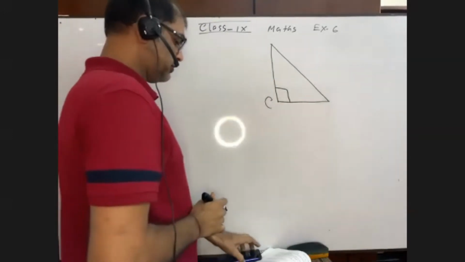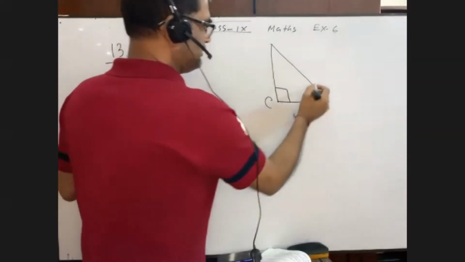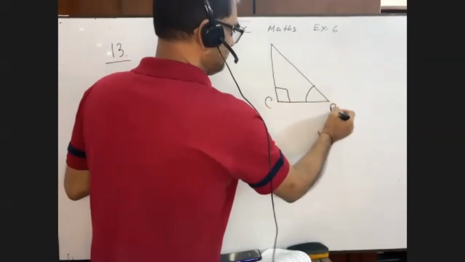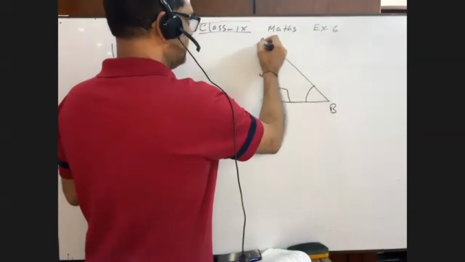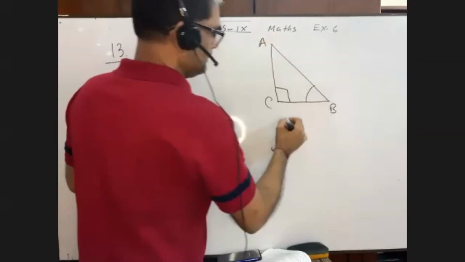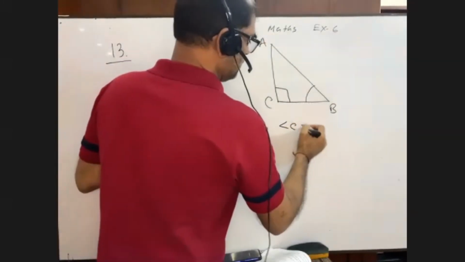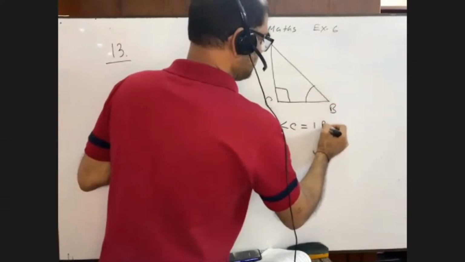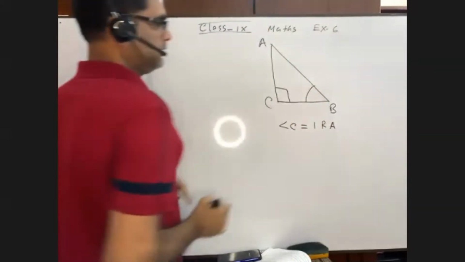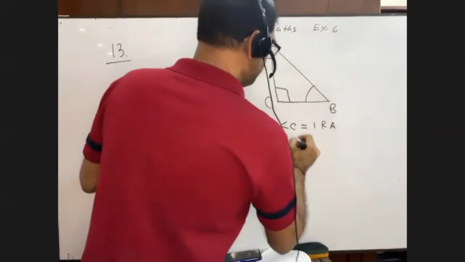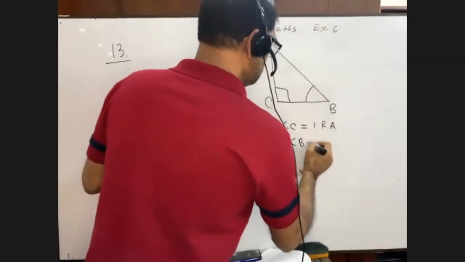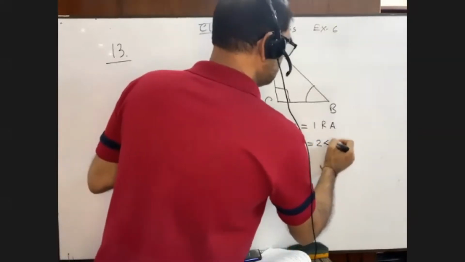It is also told this is angle B and this is angle A. What is given? Angle C equals 1 right angle. RA means right angle, okay? And also given, angle B is equal to twice angle A.